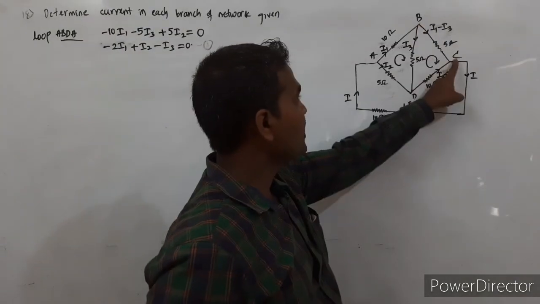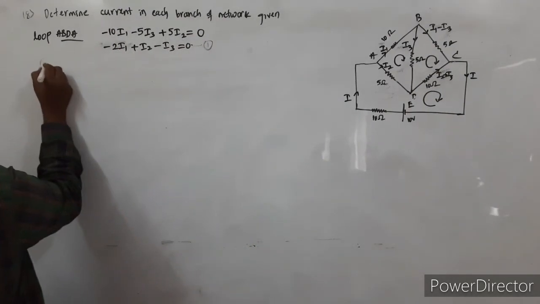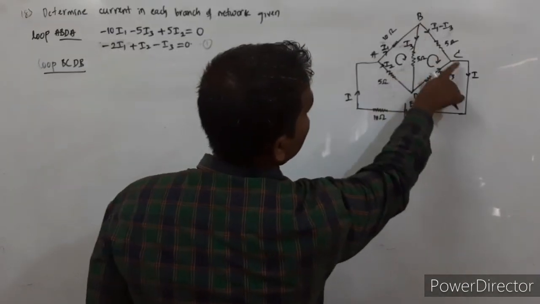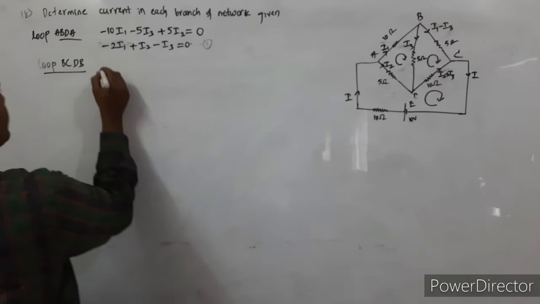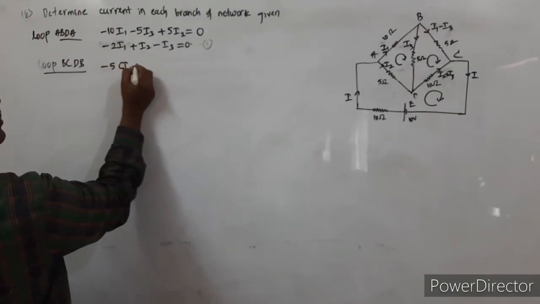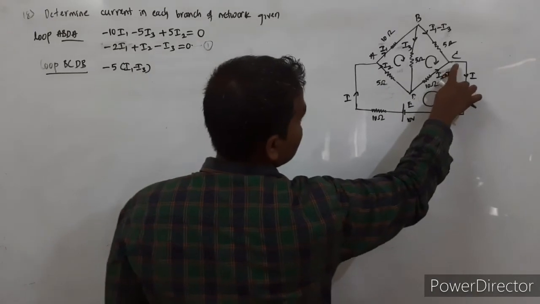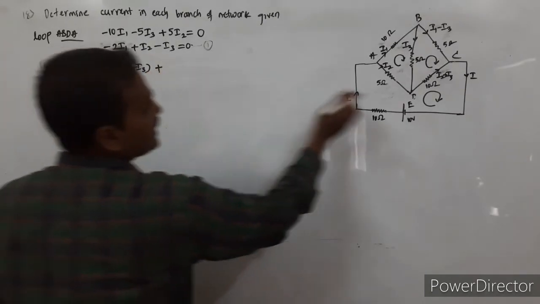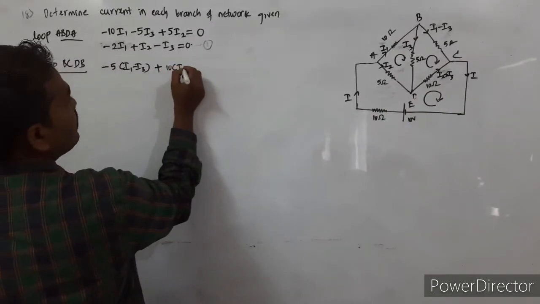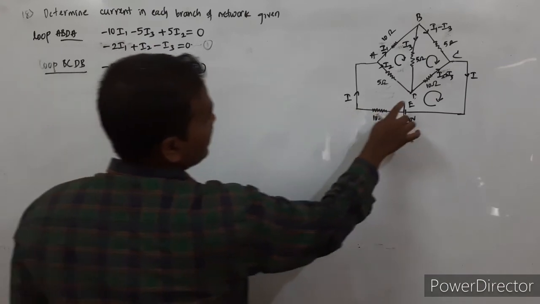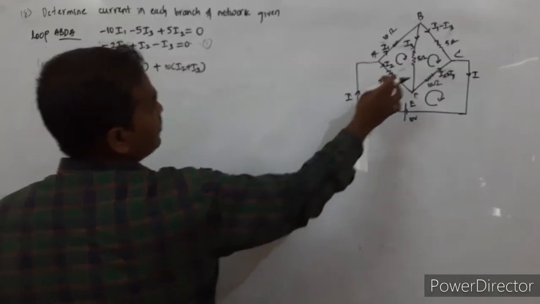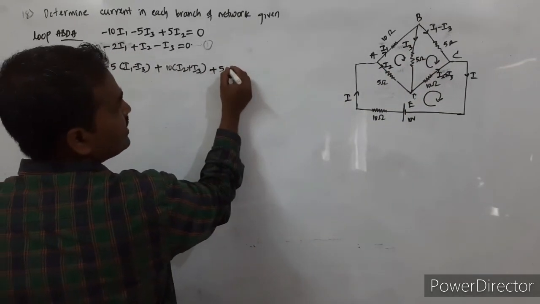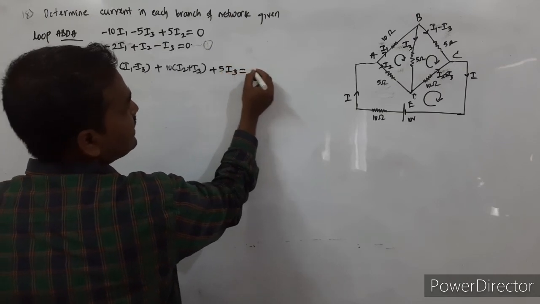Next consider the loop B, C, D, B. Let us move from B to C. The potential drop here is negative, that is minus of 5 into I1 minus of I3. Again when we move from C to D, current is moving in the opposite direction. This potential drop will be plus here, so I can write it as plus of 10 into I2 plus of I3. Then when I move from D to B, the current is coming in the opposite direction, so the potential drop here is also plus. So I write it as plus 5 into I3, that is equal to 0.